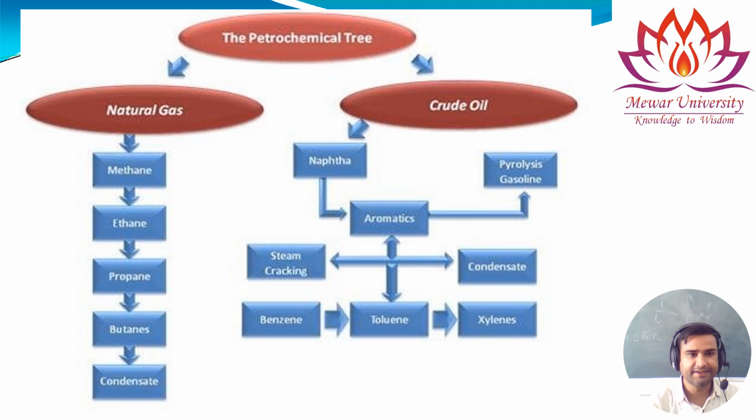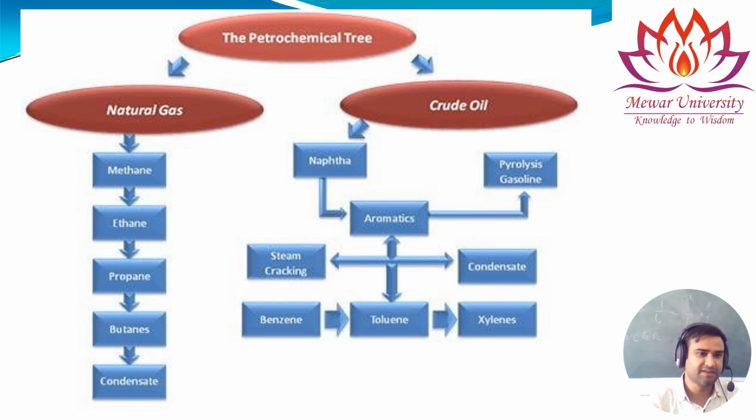On this slide, you can see this is a petrochemical tree. In the petrochemical tree, you will see natural gas and crude oil. So one source is natural gas and another source is crude oil for petrochemicals. From natural gas, you get methane, ethane, propane, butane and other condensate.